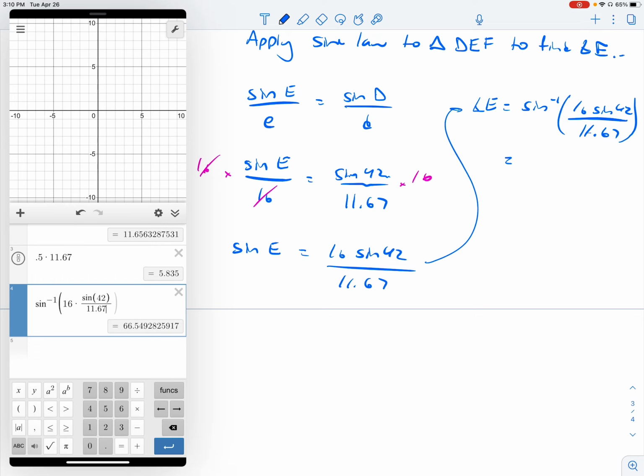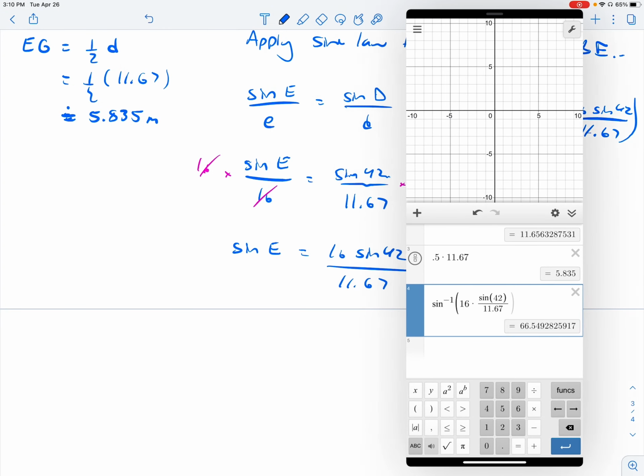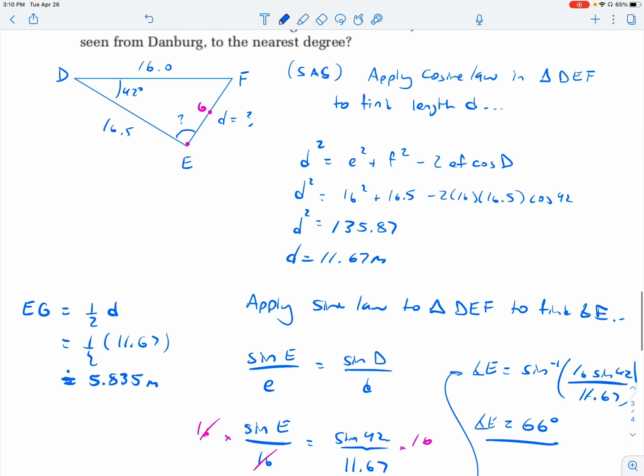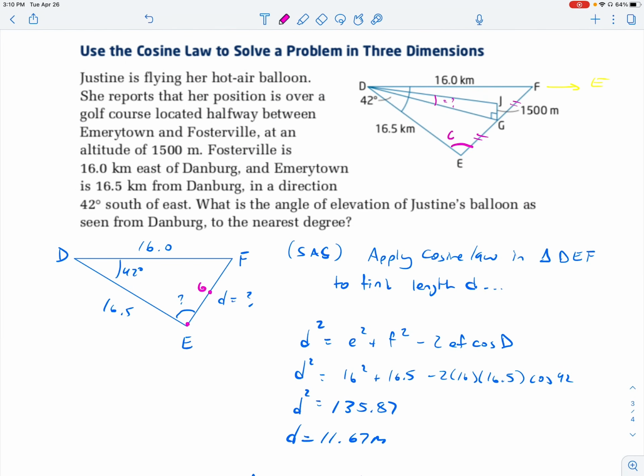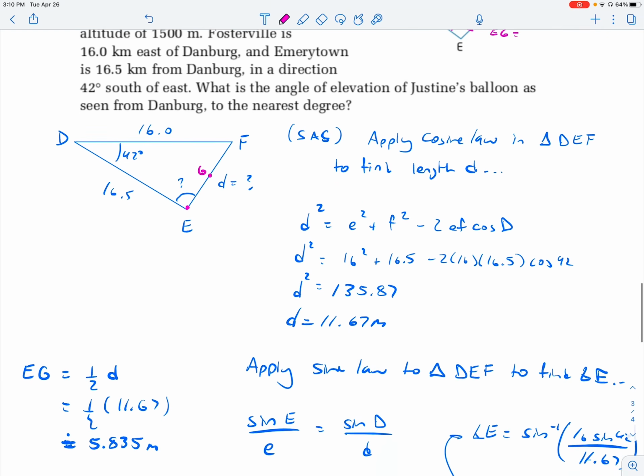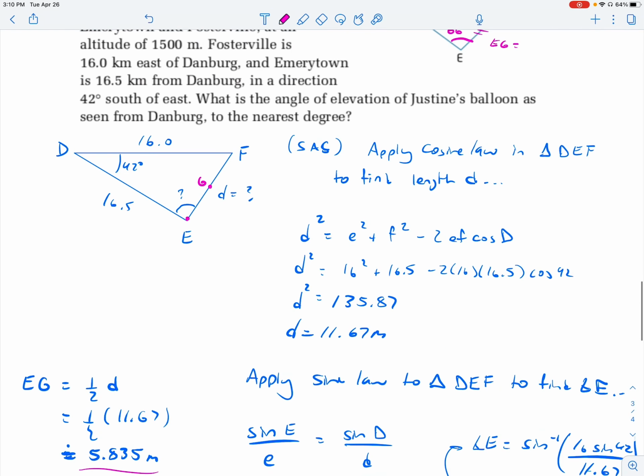Okay, it looks like 66.5 degrees. So we'll just round down to 66 degrees for the angle. I'm just going to add that up here. We now have this is 66 degrees. We also found this length, EG. Remember that was half of D, that was the 5.835.